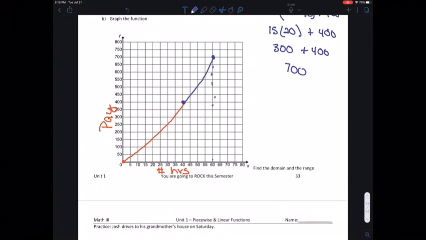Okay? So your domain: the least you can work is 0 hours. The most you could work is 60 hours inclusive. Your range is the most money that you would make. So your range, the least amount of money you could make is 0. The most money you could make is $700.